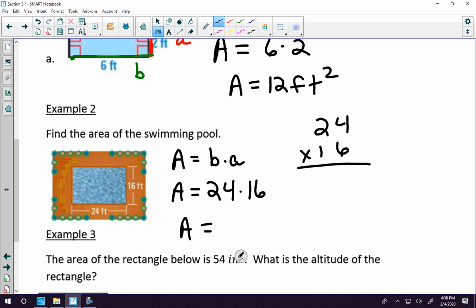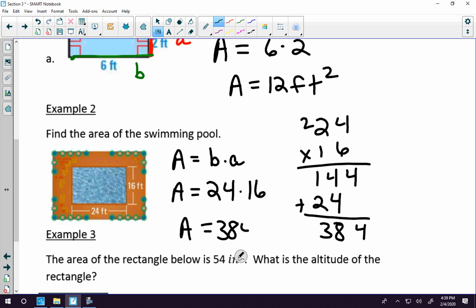Okay, 6 times 4 is 24, carry the 2, 6 times 2 is 12, plus 2, 14. Now, 1 times 4 is 4, 1 times 2 is 2. And we're adding, so we get the area equals 384 square feet.